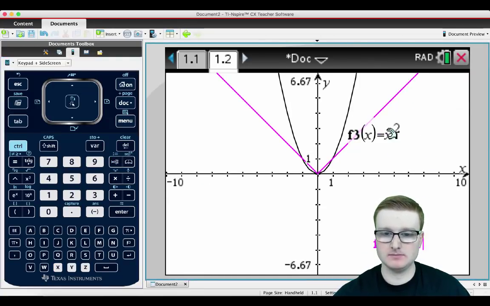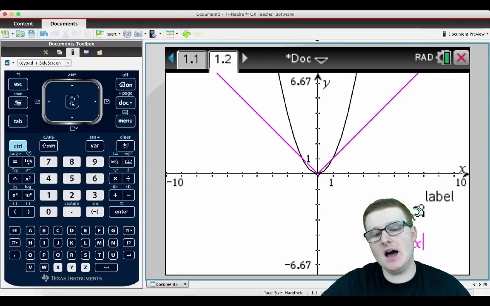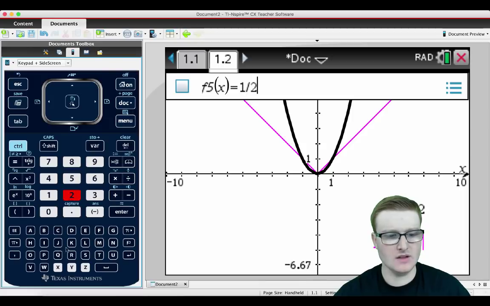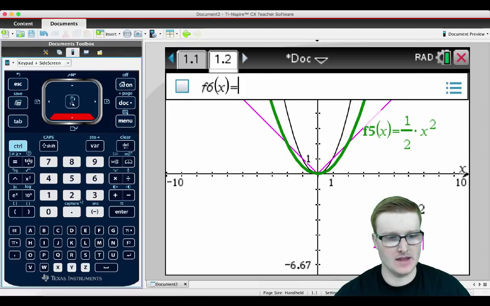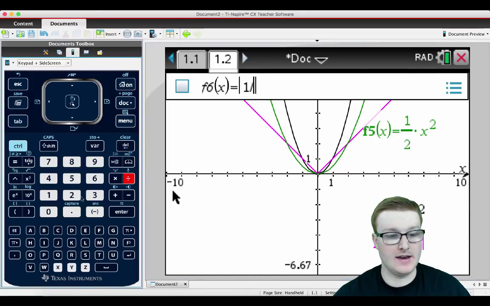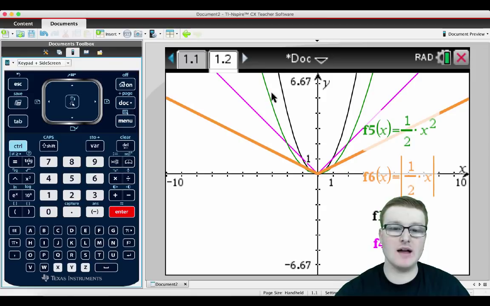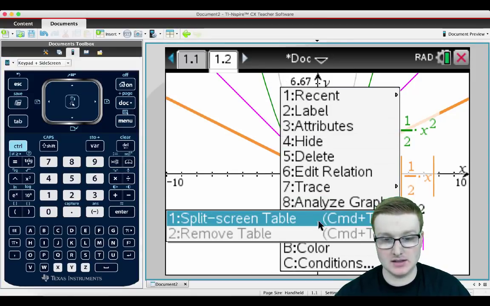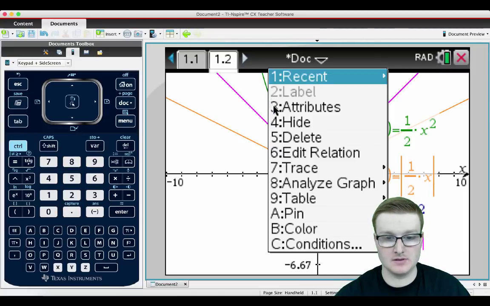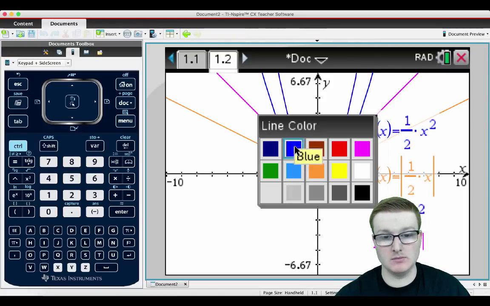Okay, so we have these functions. Now, what they're saying is take 1/2 and plug them in like this. So 1/2 x squared. And then we got, I did it again. Shoot. The absolute value of 1/2 x. All right, I'm actually going to make these a little bit cleaner in terms of the line color. So I'm going to make this blue. I'm going to make the new one blue.